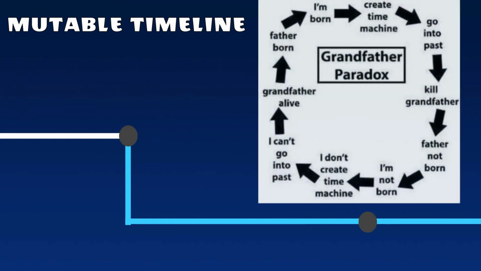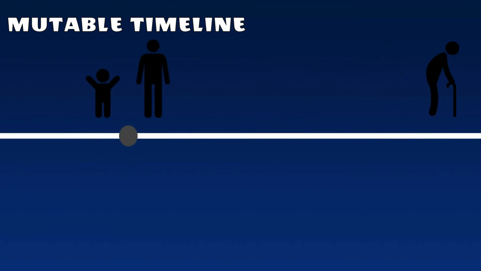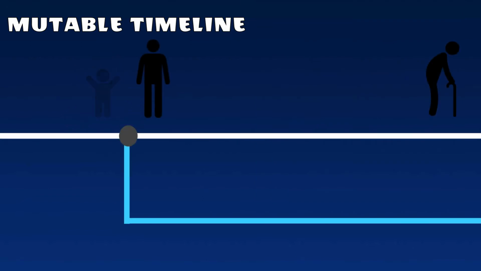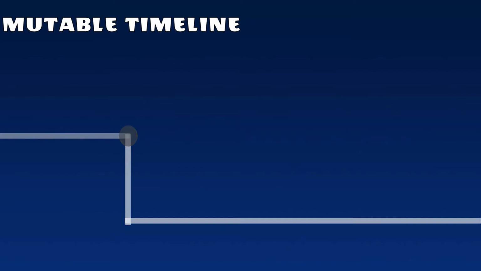No grandfather paradox in a mutable timeline. If you travel to the past and you killed your granddad, you would vanish, and the future you know will be gone, and a new timeline will be made.